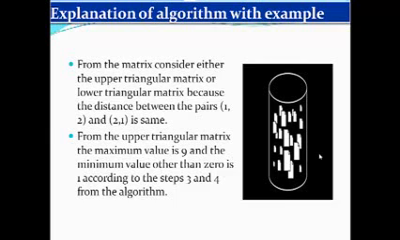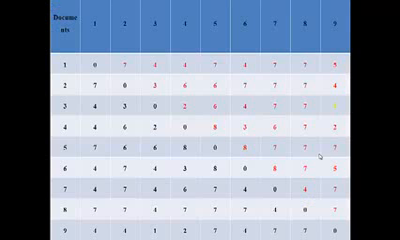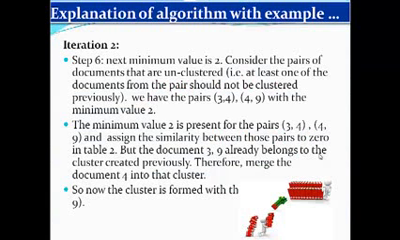According to step 3 and 4 from the algorithm, the document pair with the minimum value 1 is 3, 9. Assign the value 0 in the similarity matrix at the position 3, 9. There is only one pair, so create a cluster with document 3 and 9. In this picture, you can see the 1 is replaced by 0. Step 6. Next, minimum value is 2.